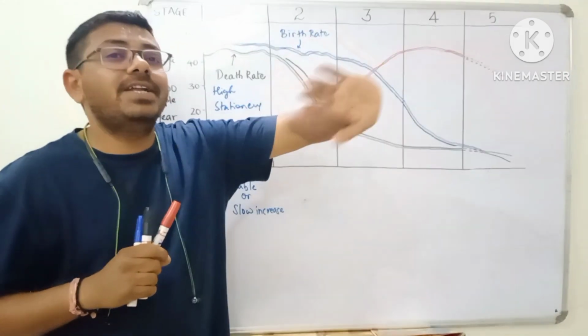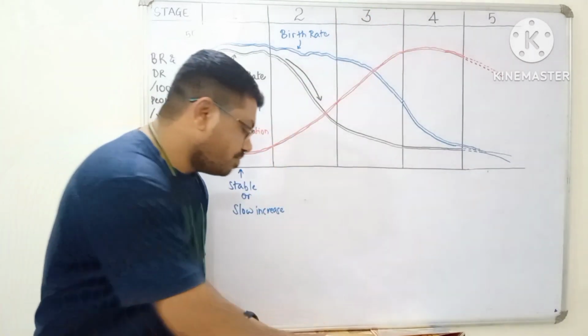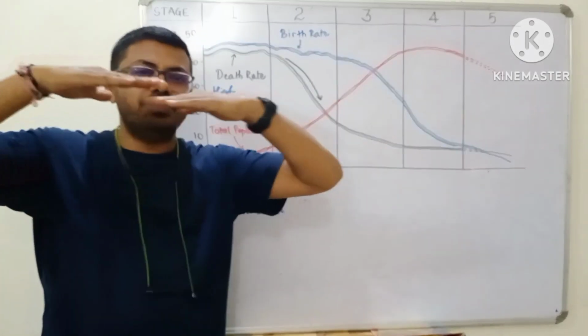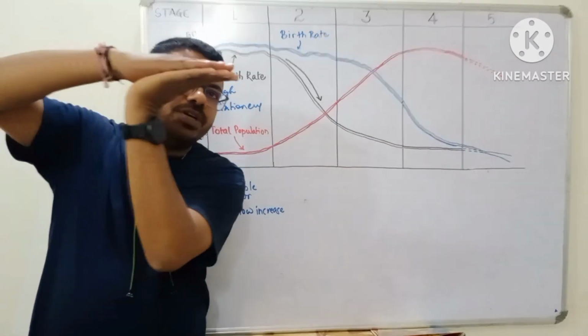So death rate came under control. Death rate has started falling down rapidly, but birth rate remains high. So the gap between both of these, birth rate and death rate, were moving together. This way they were moving together.